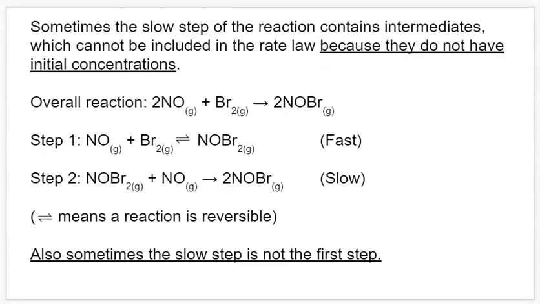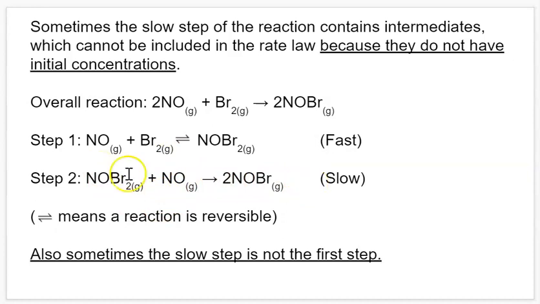In the last example, the rate determining step was conveniently the first one, which meant it didn't have any intermediates or anything like that to complicate it. But let's look at an example where the second step is the rate determining step instead of the first. In this reaction, we have overall 2 nitrogen monoxide reacting with bromine to make 2 NOBr. In the first step, which is our fast step, we have NO reacting with Br2 to make NOBr2, which is an intermediate, which is then used up in the second step by colliding with NO to make 2 NOBr.